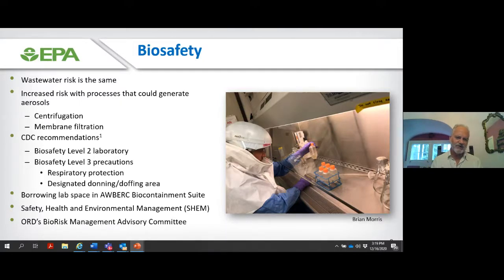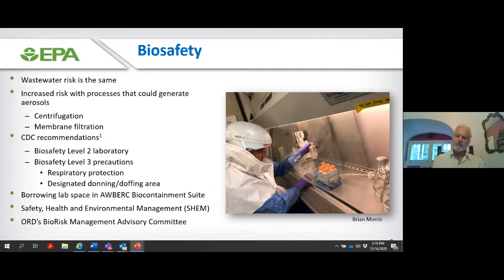that involves a number of things, but given the fact that this is a respiratory virus, and even though I've said that we don't have clear evidence that it is the pathway for transmission and that there isn't live infectious virus in the wastewater, to be safe, the CDC recommends that you use typical biosafety level 2 laboratory procedures with additional biosafety level 3 precautions, and that really is respiratory protection, as you can see in this picture of the person doing the extraction.